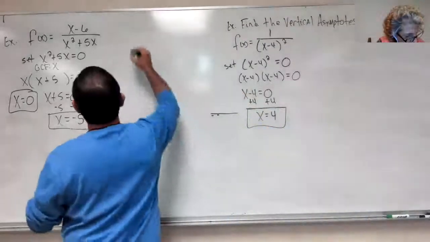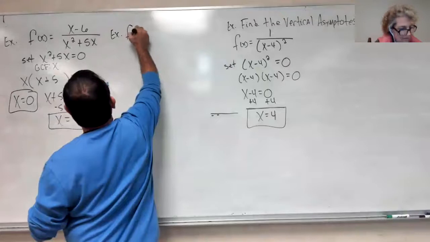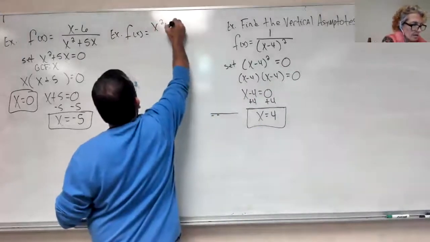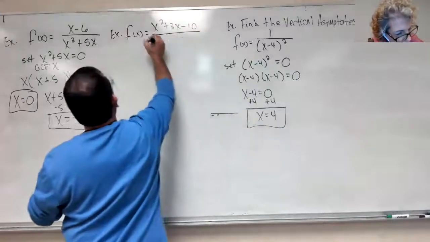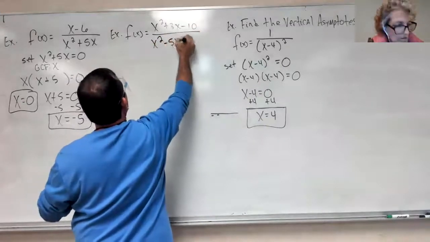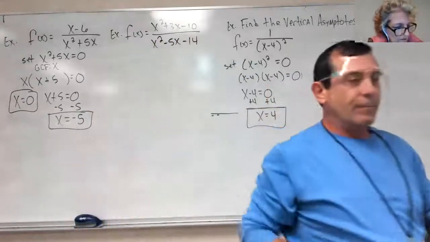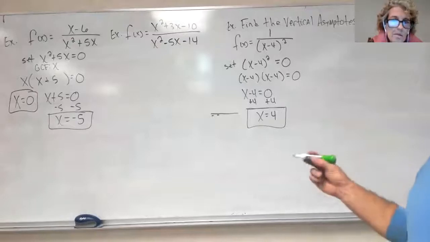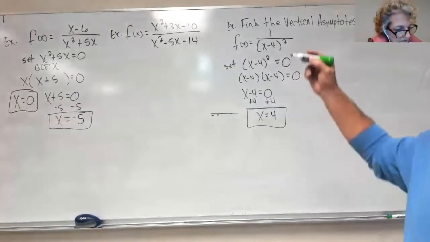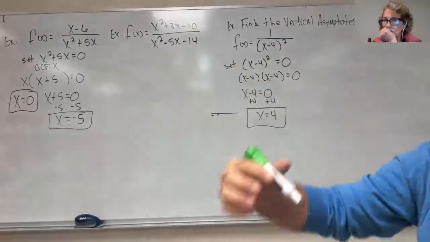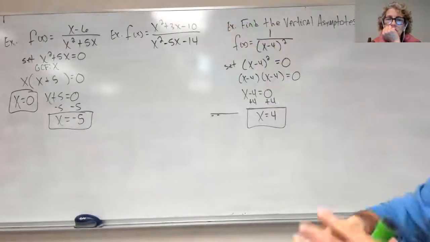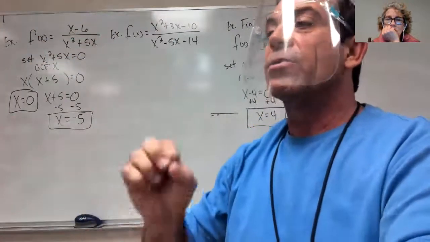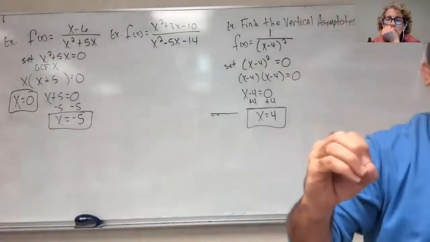All right, so I'm going to step it up and do this one. f of x equals (x squared plus 3x minus 10) over (x squared minus 5x minus 14). Notice the top of this one has a trinomial also. So what I've got to look for is to see if any factors from the bottom match any factors from the top. If I have factors on top that match factors on bottom, it's going to cancel out the vertical asymptote, but it'll still be undefined there. So what it does is it makes a hole in the graph.